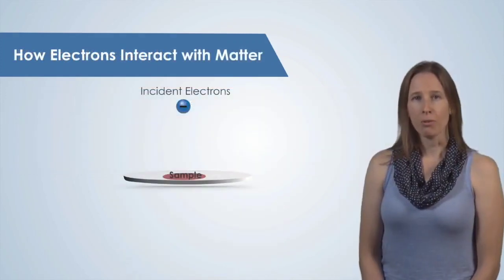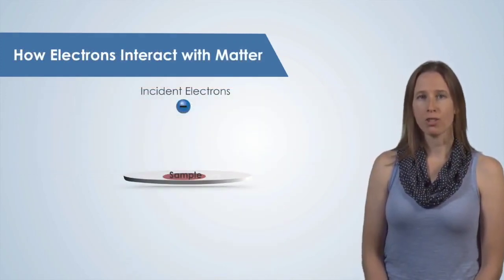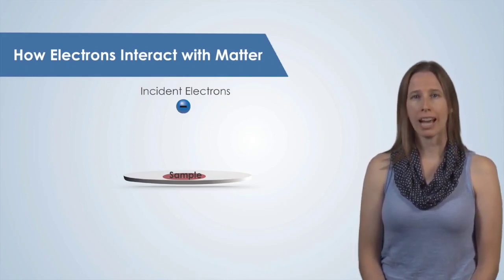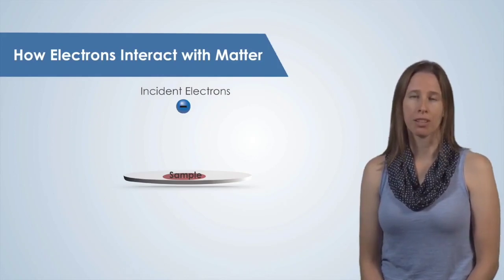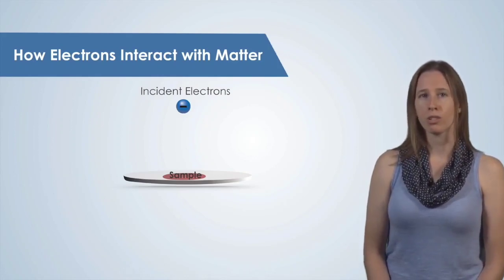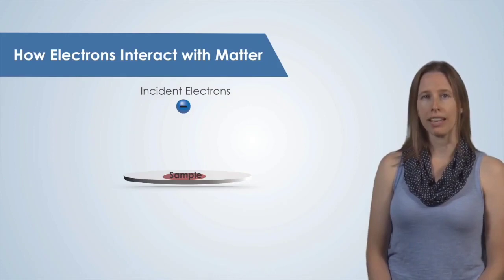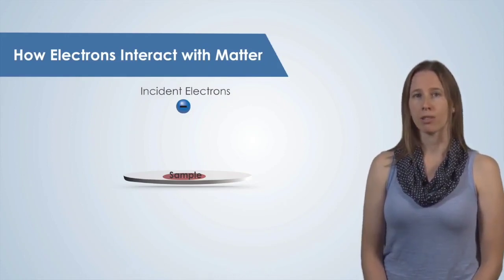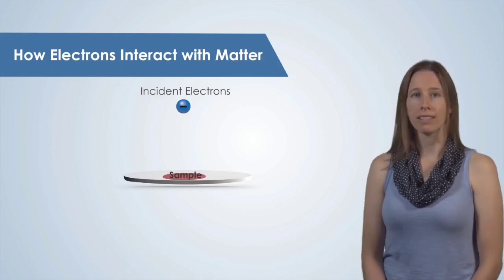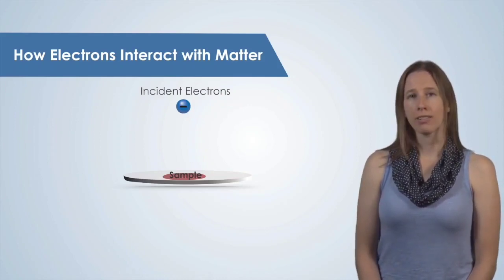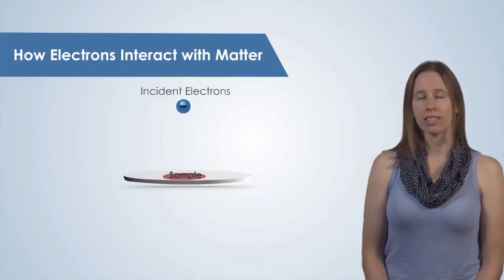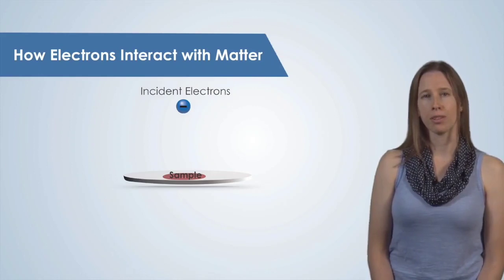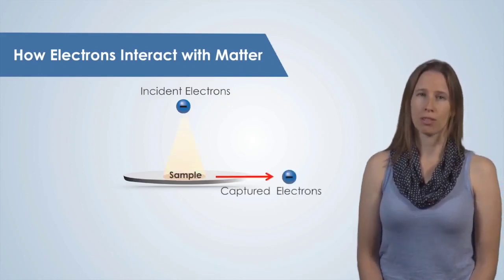Now that we have talked about how we can move electrons, and that they should be able to allow us to image very small things, we should look at how electrons interact with a sample. Electrons that are accelerated towards a sample will enter the sample and interact with the electrons already present. Some of the incident electrons will scatter or bounce around in the sample. At each scattering event, they will lose some energy until they run out of energy and are left stuck in the sample. These electrons are captured by the sample.